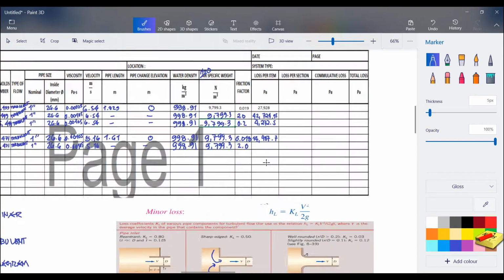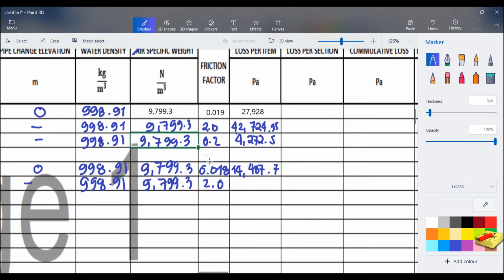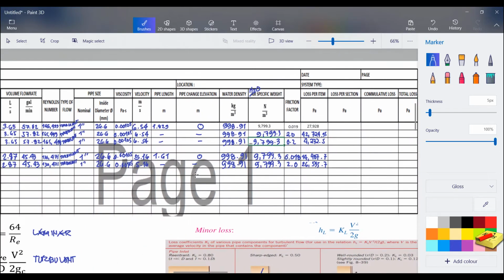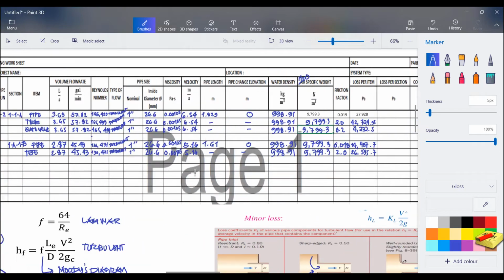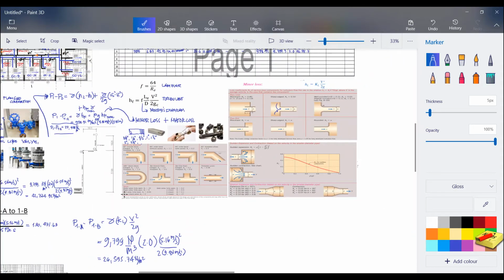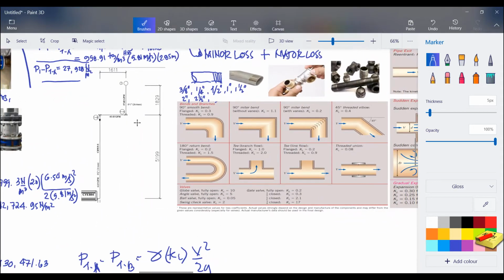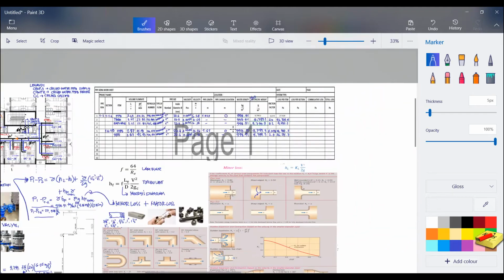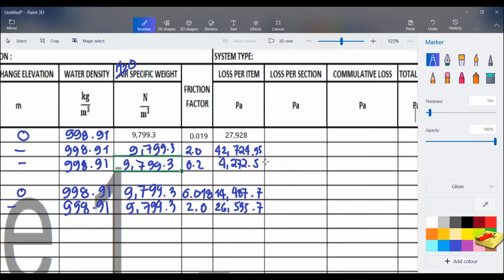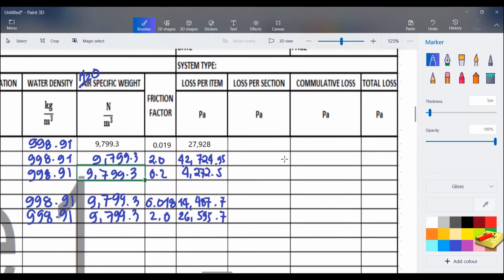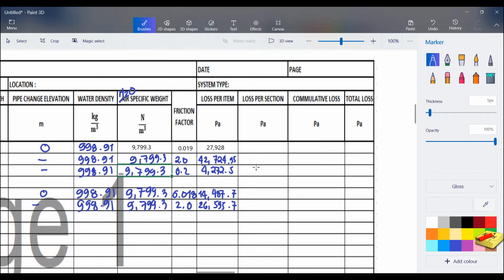So plug natin doon sa table. So it will be 26,595.7. So we have the value now for that section. Then we go down here later on. So we sum up dito yung cumulative loss. We have loss per section. We'll do that later on.